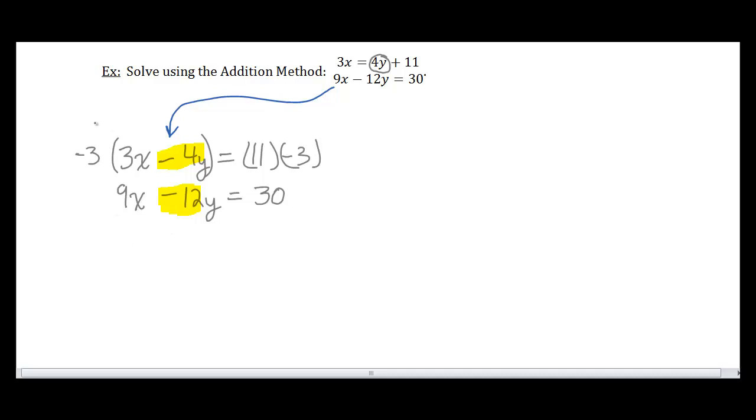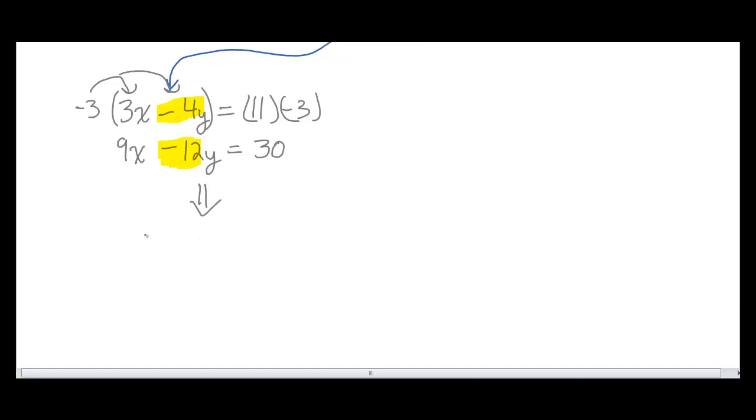I've got to use my distributive property on my left-hand side. So this system is going to become this system down here. I'm going to have a negative 9x plus 12y equals negative 33. And my second equation is going to stay the same.